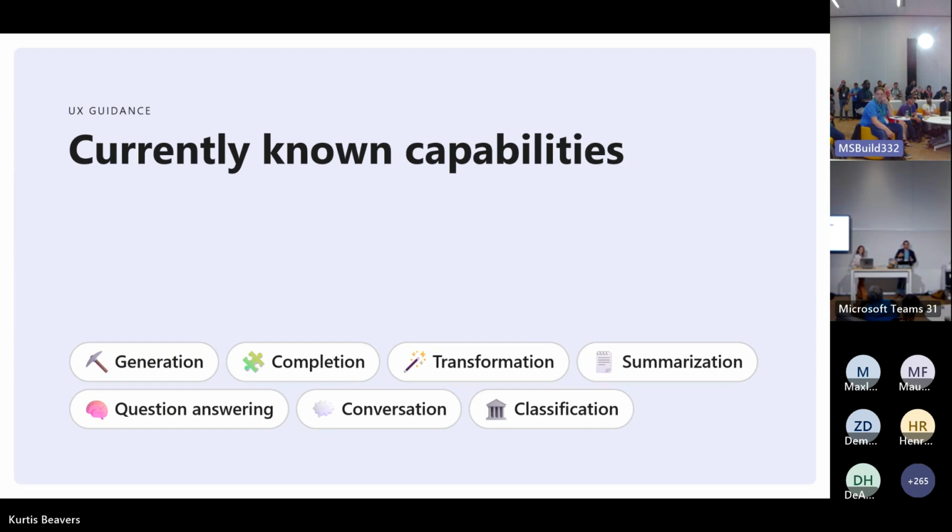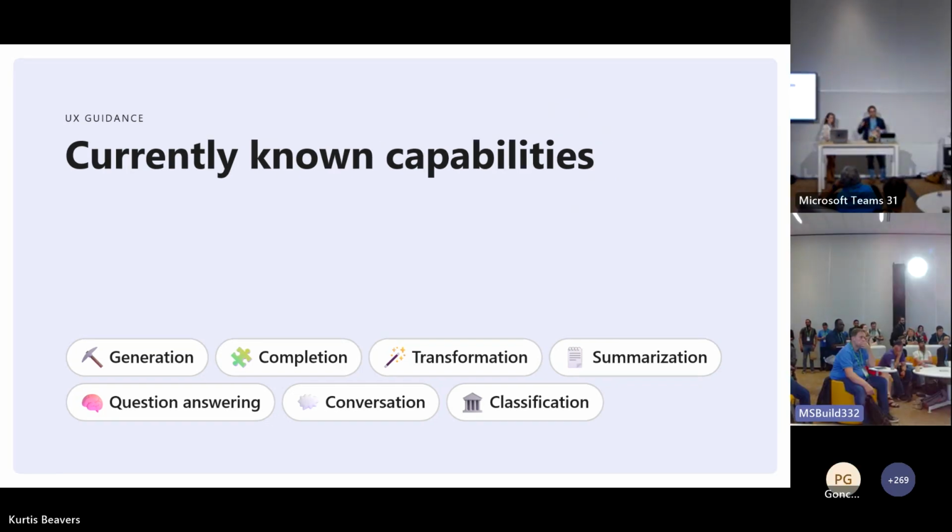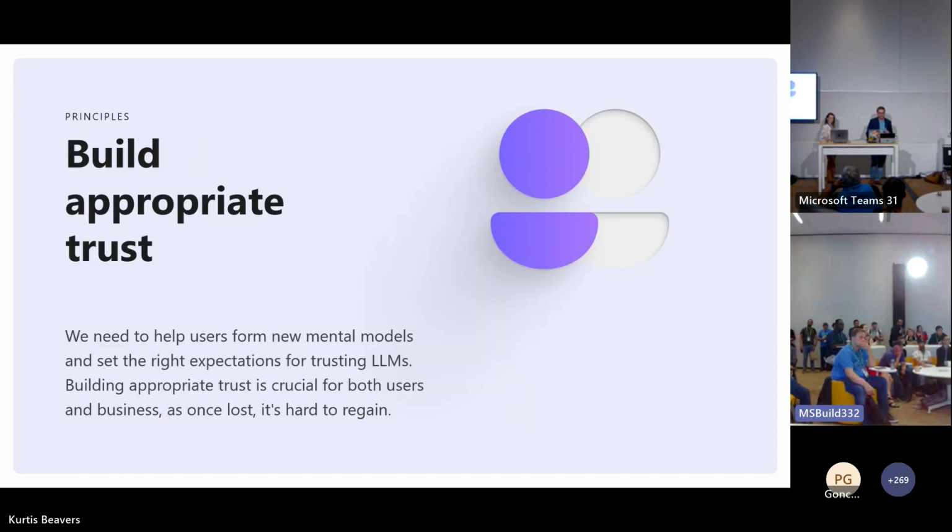As we look at some of these emerging technologies, there are some known capabilities that we think LLMs are good at. And then we can take those and think about, okay, how would you apply this to different circumstances and scenarios as you're building out an app? So content generation, commanding, Q&A and summaries, collaboration, all of those things. And then really thinking about how we build appropriate trust. And appropriate is the key word.